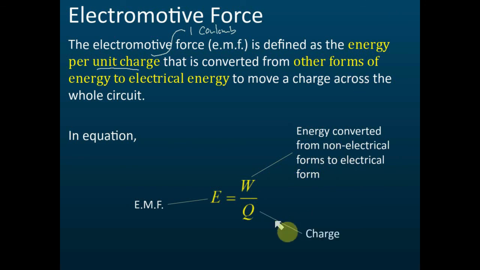And Q is the charge. So this is the equation for electromotive force. Up to this point, when you read this, it still looks very hard to understand, right? What does this mean? What is energy per unit charge, whereas other forms of energy to electrical energy? I'm going to explain to you later. Don't worry. So this is the definition and this is the equation.